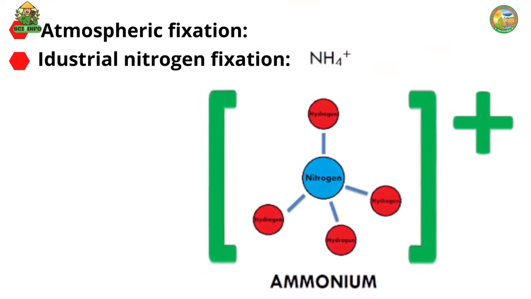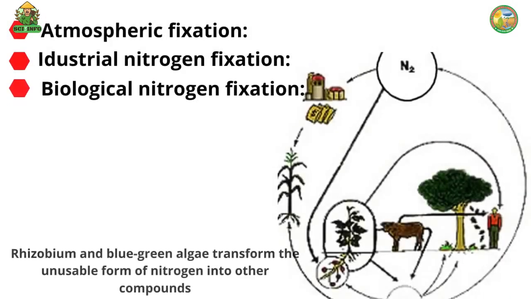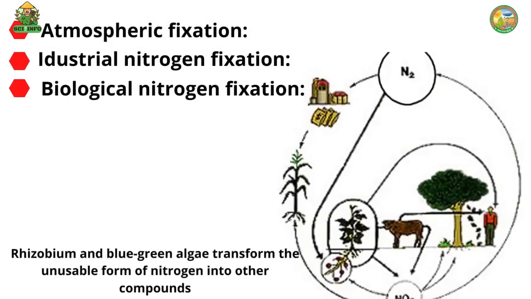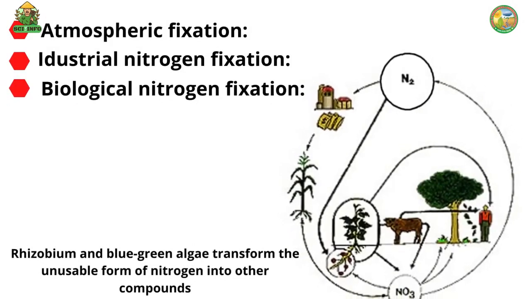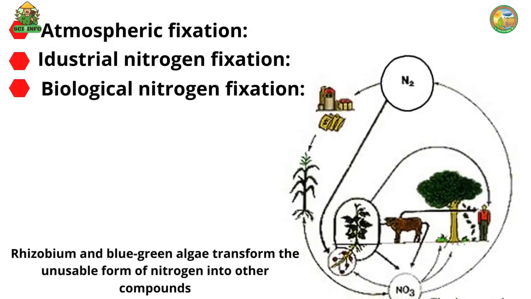Ammonia is produced by the direct combination of nitrogen and hydrogen, and later it is converted into various fertilizers such as urea. Bacteria like Rhizobium and blue-green algae transform the unusable form of nitrogen into other compounds that are more readily usable. These nitrogen compounds get fixed in the soil by these microbes.